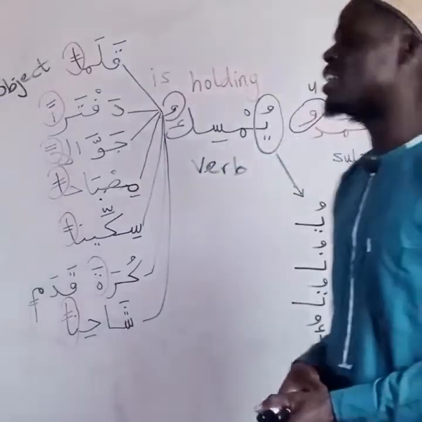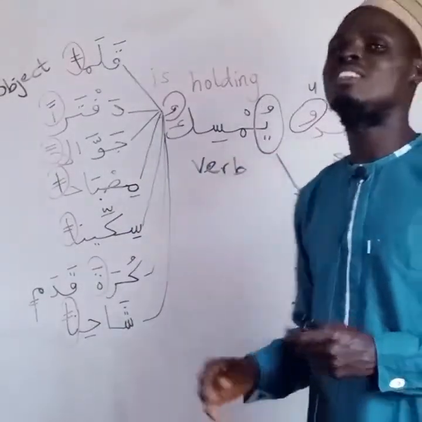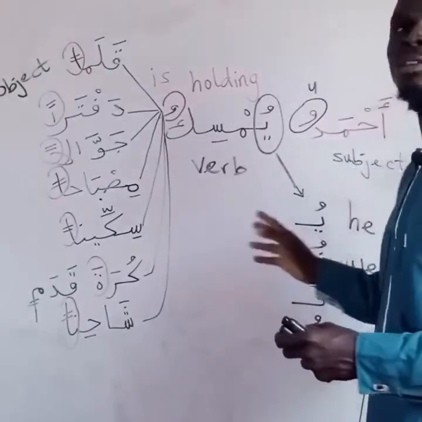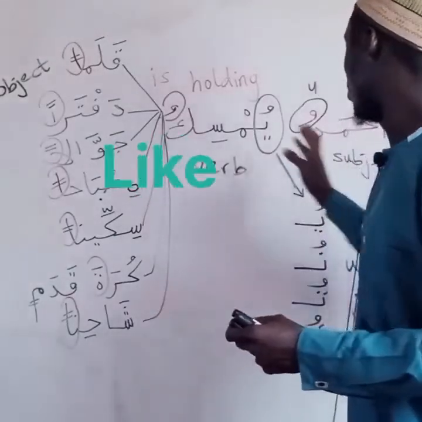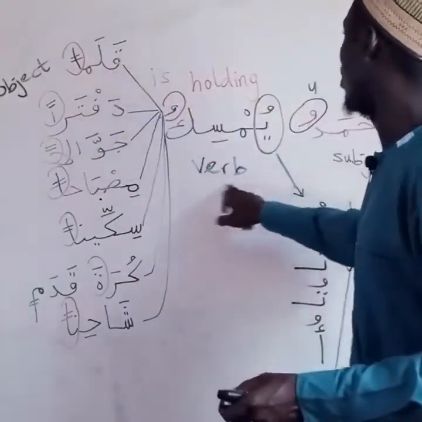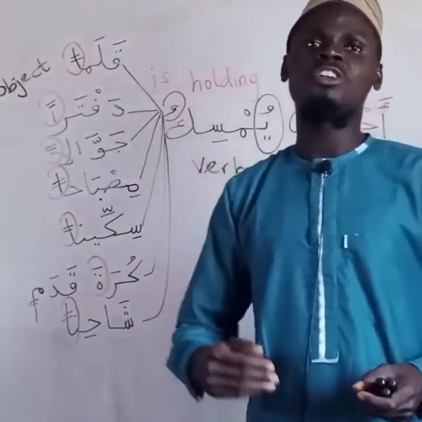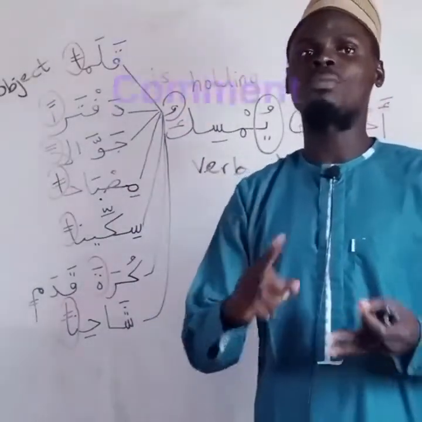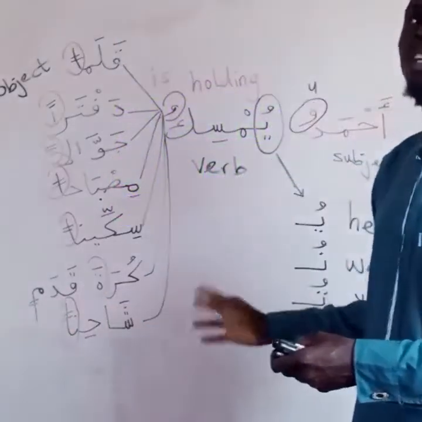Today we shall be talking about how to construct simple sentences in Arabic. The simple sentences we are talking about are the ones constructed on the structure of subject, verb, and object. Just as we have in English, the subject can come first, followed by the verb, and followed by the object. The same thing applies to Arabic.